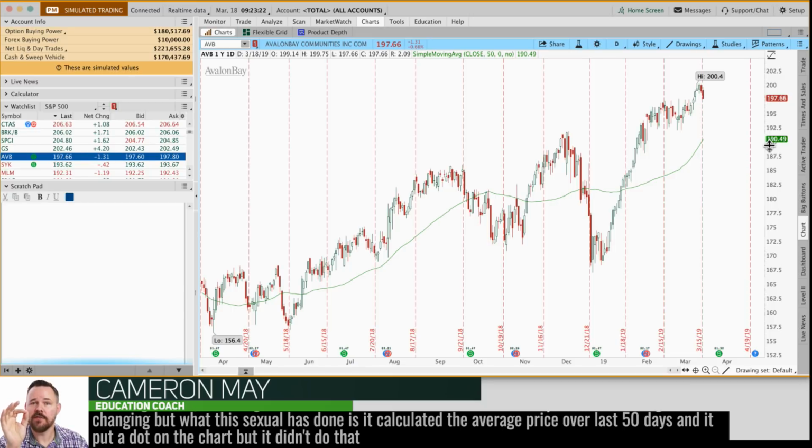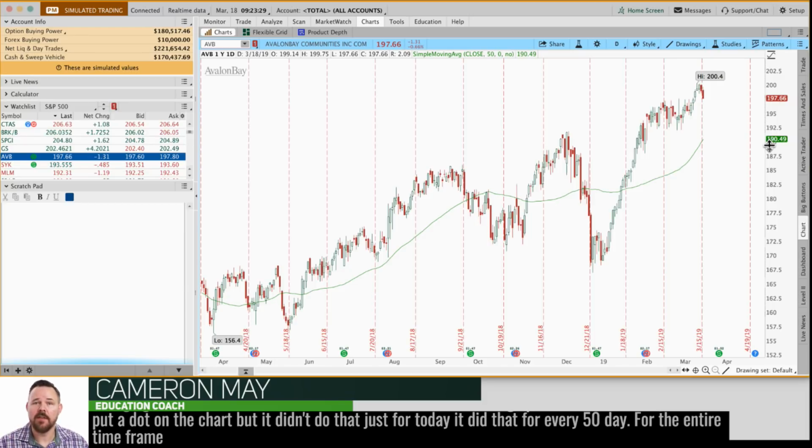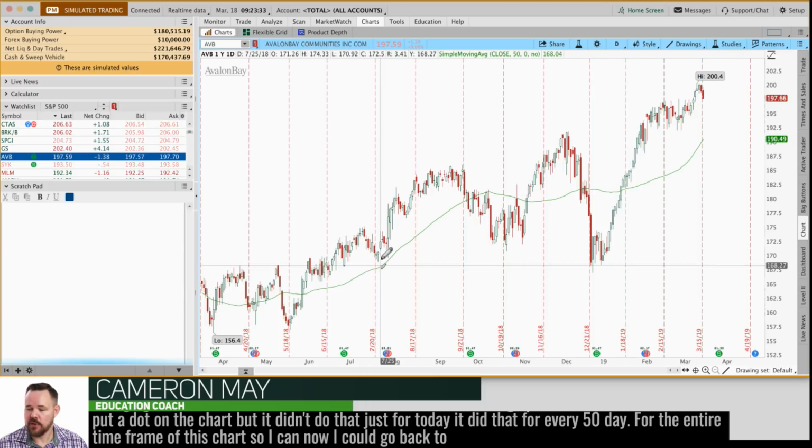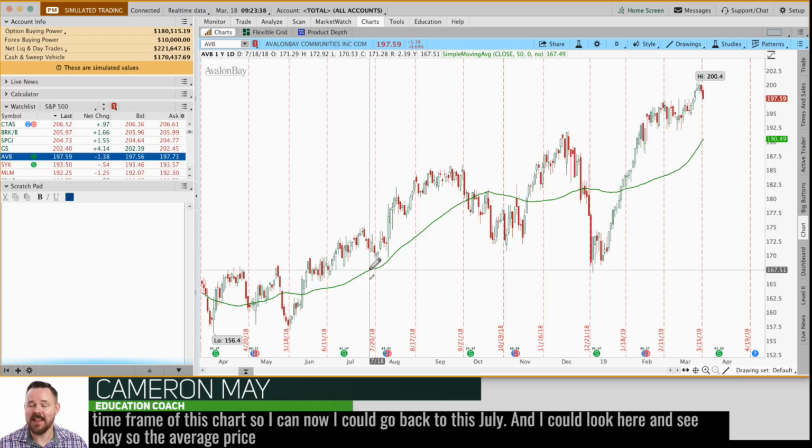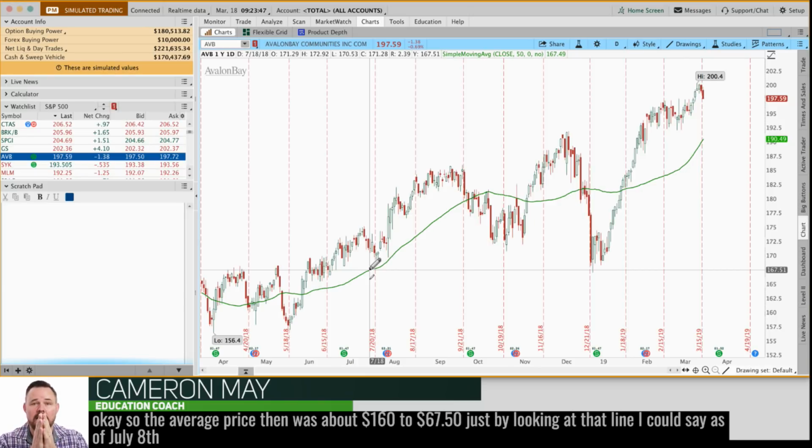But it didn't do that just for today. It did that for every 50-day period for the entire time frame of this chart. So I could go back to this July period and I could look here and see, okay, the average price then was about $167.50 just by looking at that line. I could say, as of July 18th, looking back over the last 50 days, the average price was $167.50.